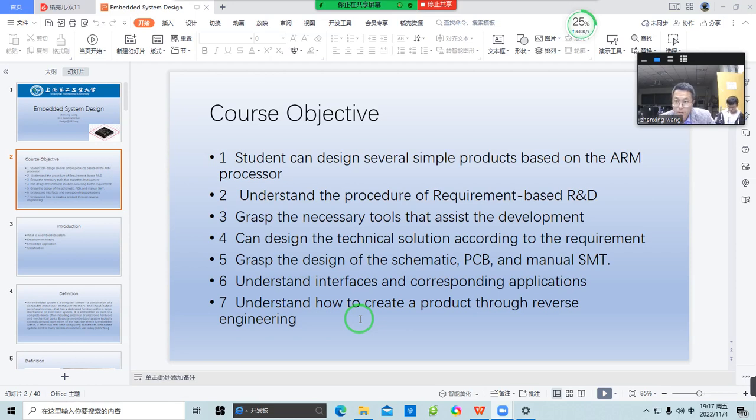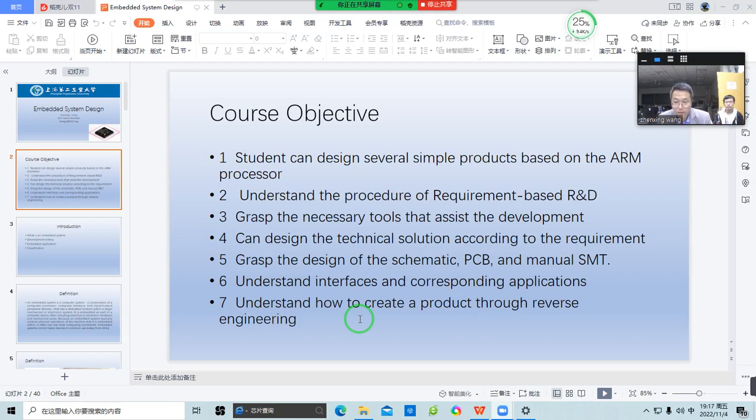So they find me and tell me that they want to produce by themselves. So I told them reverse engineering. I just needed to learn the function of the machine and then propose my own solutions, use a CPU you're familiar with to redesign the product.